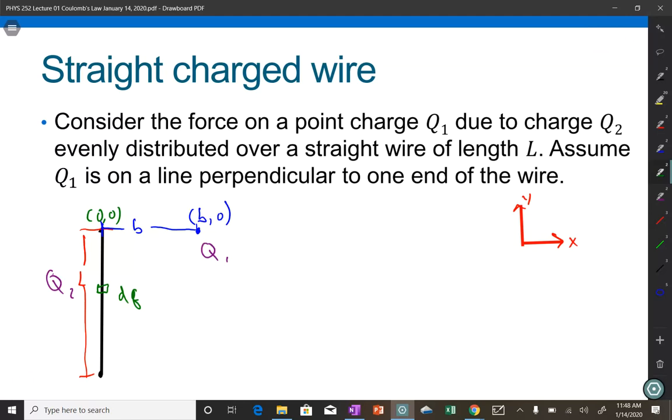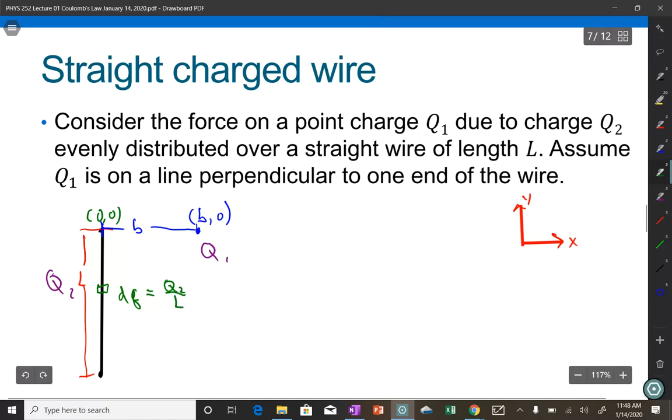Now, based on the information that's been given to me, I know that dq, since the charge is evenly distributed, is going to be the total charge on that wire divided by the total length of the wire, and then multiplied by the length of this little segment. Right, I made that little box. That little box has a height dy.